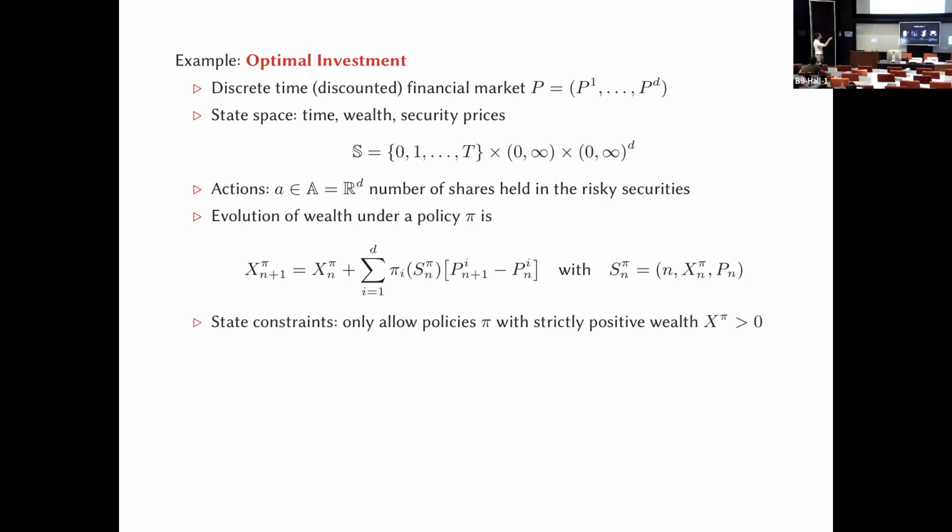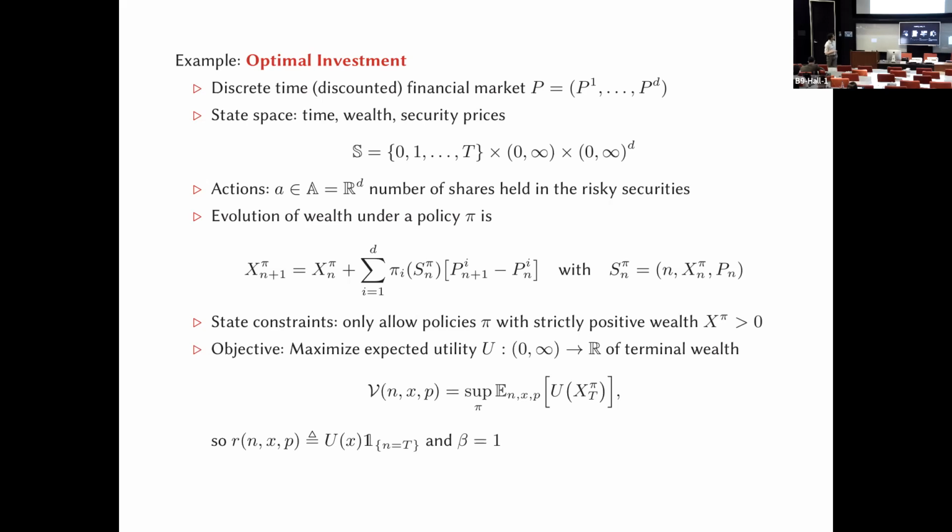This will, of course, give rise to your transition kernel, which I don't write down here. I want to enforce a couple of state constraints because I don't want to go bankrupt. I'm not writing them down, but I only look at policies for which my wealth is always positive. And then I want to maximize utility of wealth at my retirement date. So I'm optimizing expected utility of wealth at time capital T.